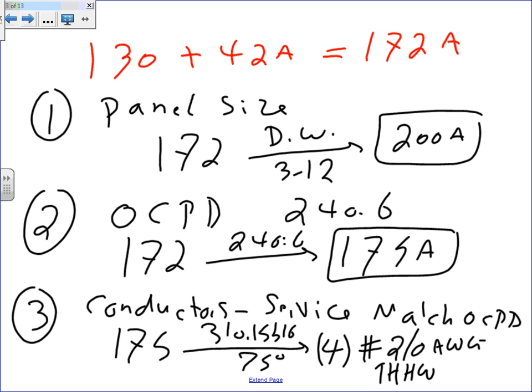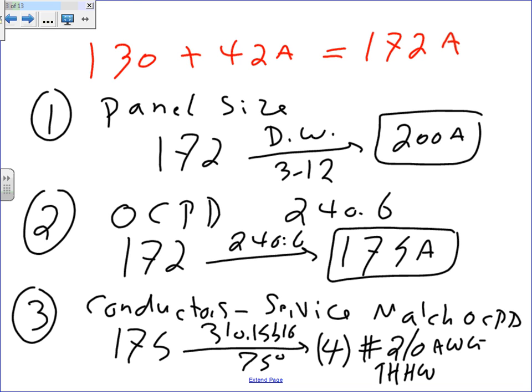Any questions, guys? See how the panel went up from a 150 to a 200 amp panel with a 175 amp circuit breaker. PVC schedule 80, Chris? Okay. See if you came up with the same as I came up with. All right. Any questions, guys?